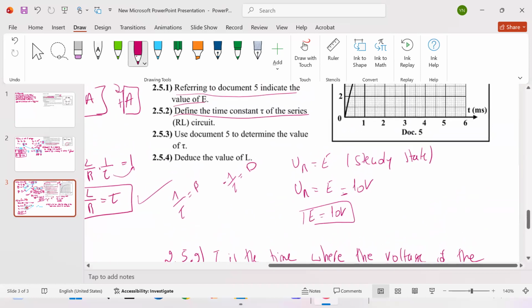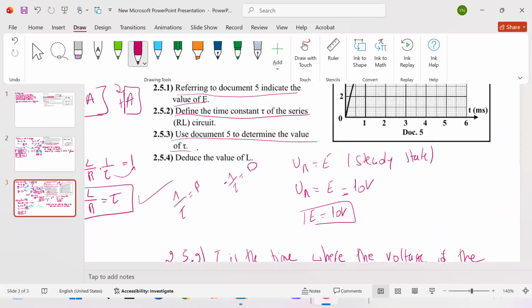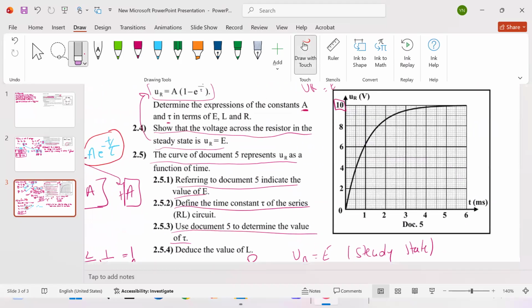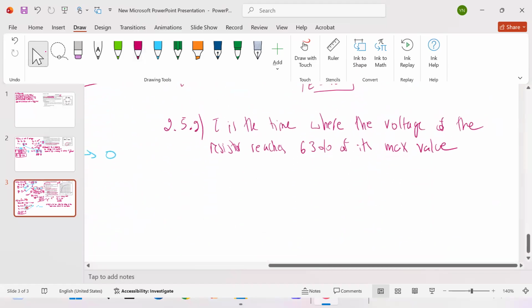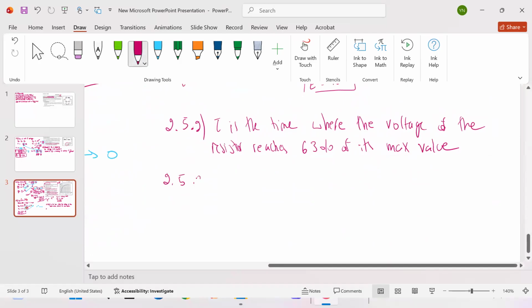Okay. Now, use the document to determine the value of tau. That's really easy and that's really important. And you saw that in grade 11. And it's the best question, honestly. Now, they ask you to find the definition. They didn't have to. You simply have to know that it's 63%. So in 2.5.3, you say that at time equals tau, at this specific time tau, U of the resistor should be 63%, or let me say 0.63 of the maximum value, which is 10. So your UR at this specific time should be 6.3 volts.